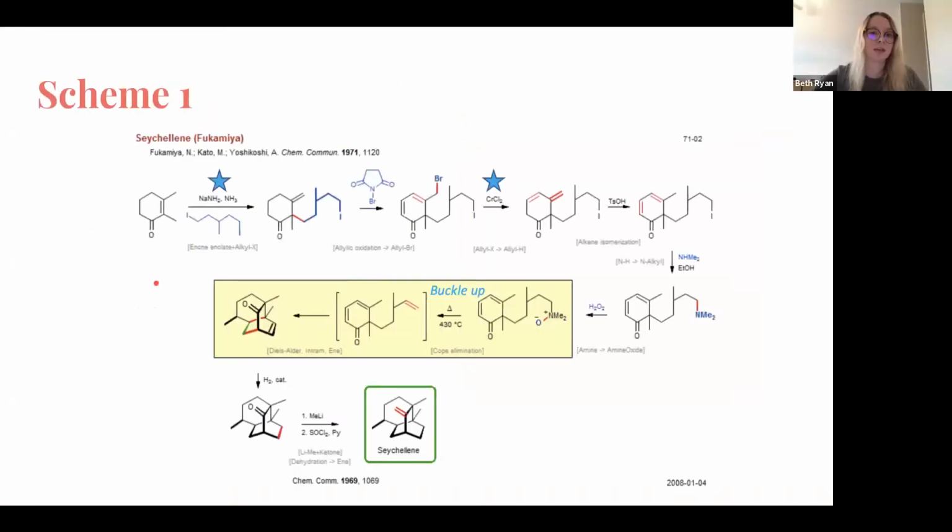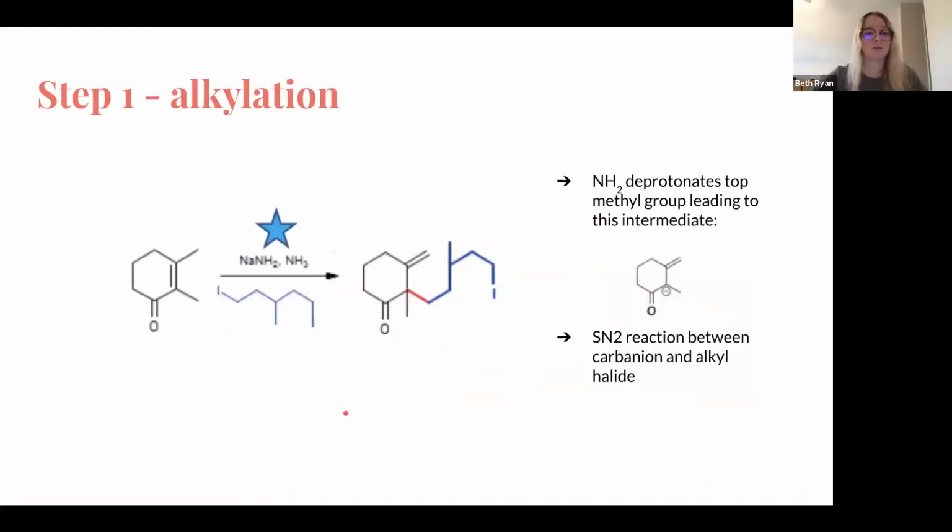This is the first scheme that I'm going to talk about. It's by Fukamiya, and it was published in 1971. So it has this really interesting yellow box that we'll get to. The first step is an alkylation, which is pretty interesting. So usually I'm used to seeing sodium amide in the context of alkyne alkylation. That's kind of the only way I've seen it before.